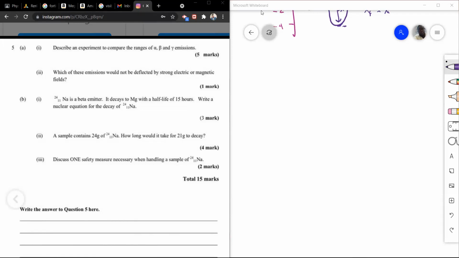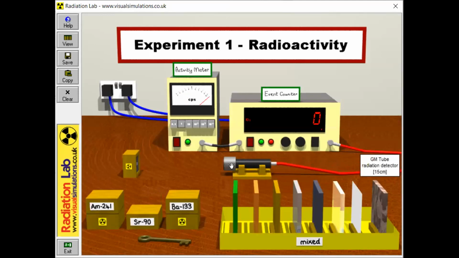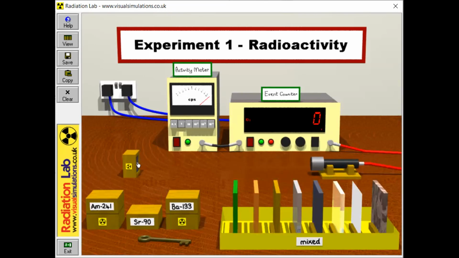Yes, sir, but you also have to take into consideration the penetrative ability. That's why the GM tube is right behind the absorber. Yeah, so I can have my source, and then I can move the GM tube and look at the spacing in between to find out how much the radiation is affecting it without even putting the absorbers there.